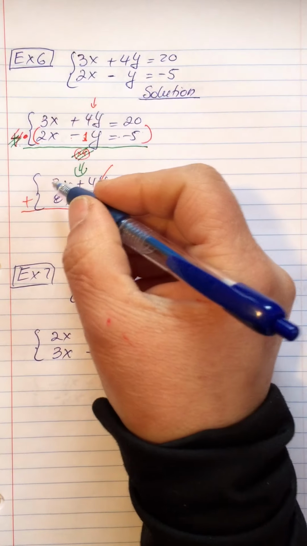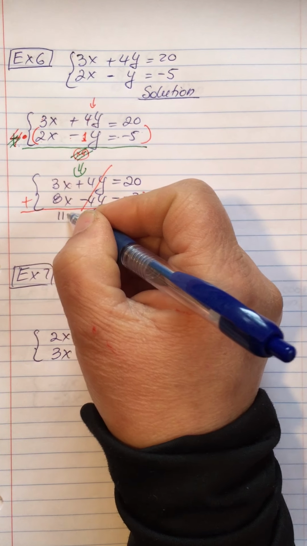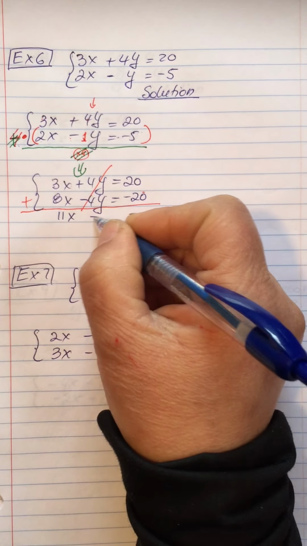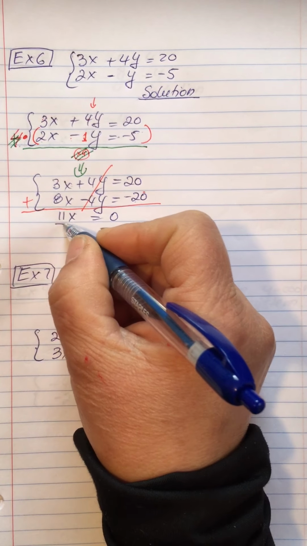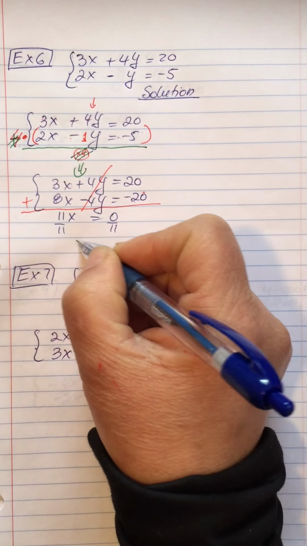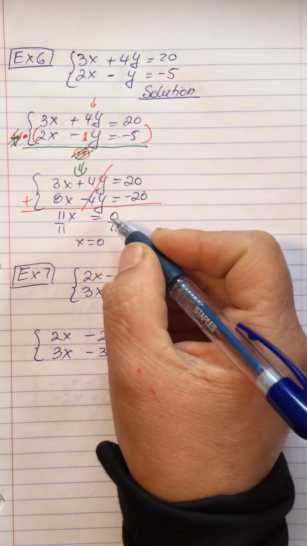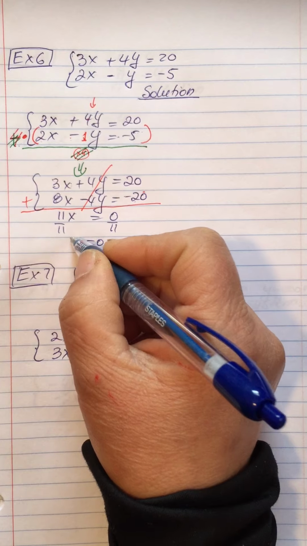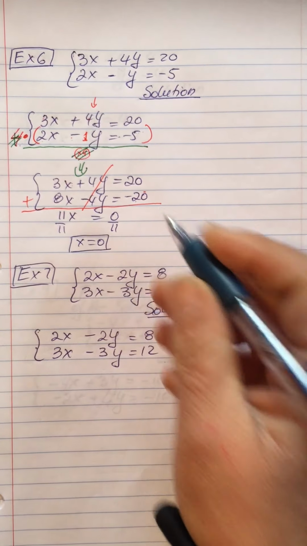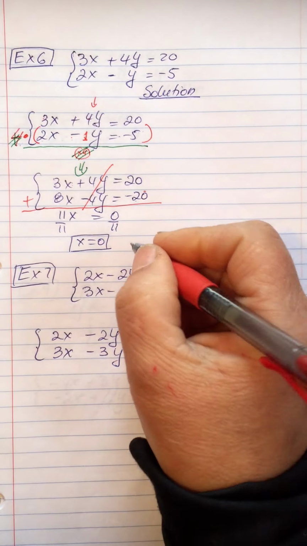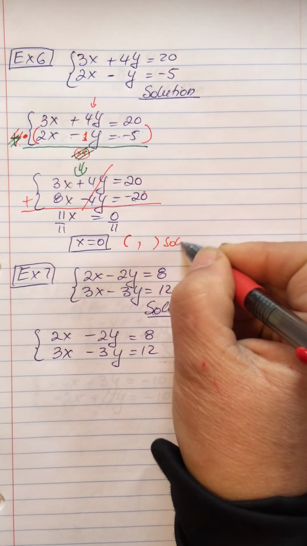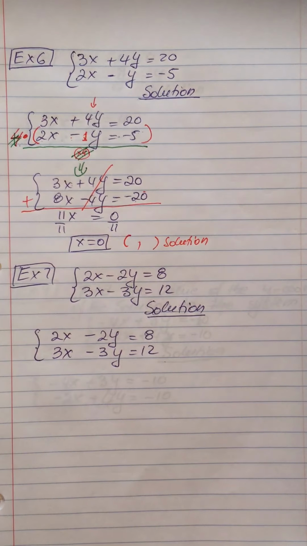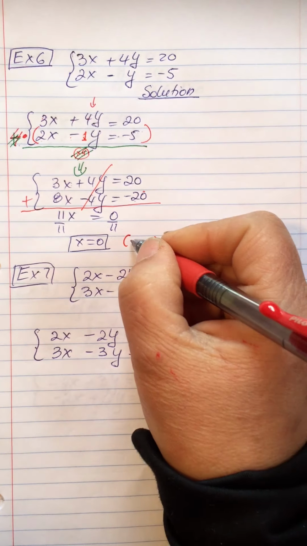So I have 3x plus 8x, it is 11x, and I have 20 minus 20 is 0. So dividing by 11, x is 0. 0 divided by any number that is not 0 is still 0. So the solution is x equals 0. We found the first coordinate, which is 0.